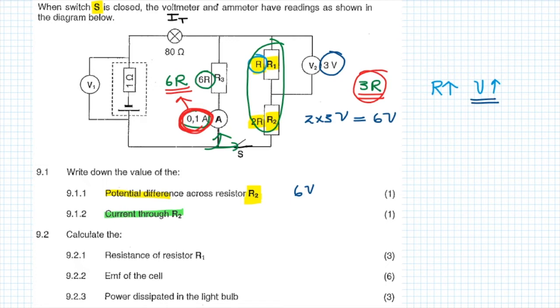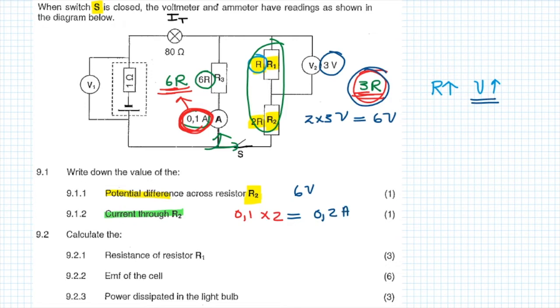of least resistance. So the answer to question 9.1.2 is going to equal 0.1 times 2 because 3 is half of 6. Okay, that means that double the current is going to flow through 3R, and therefore the answer to question 9.1.2 is 0.2 amperes.